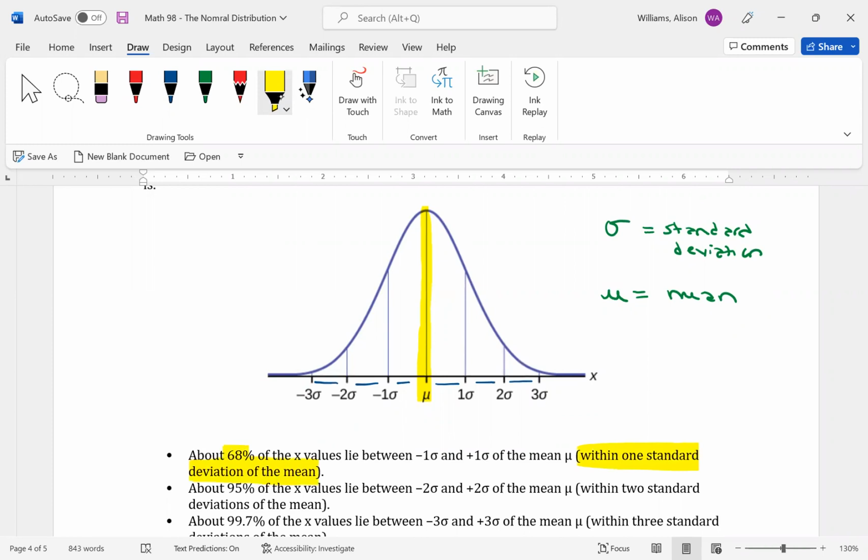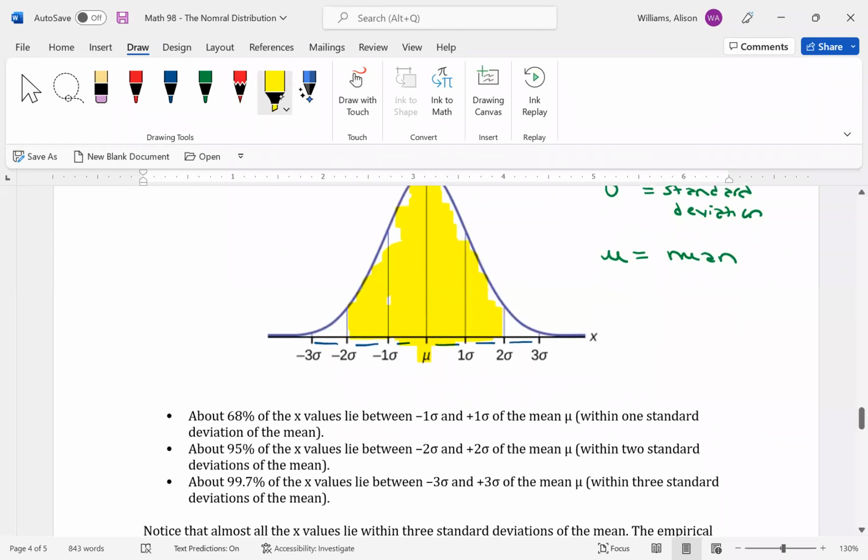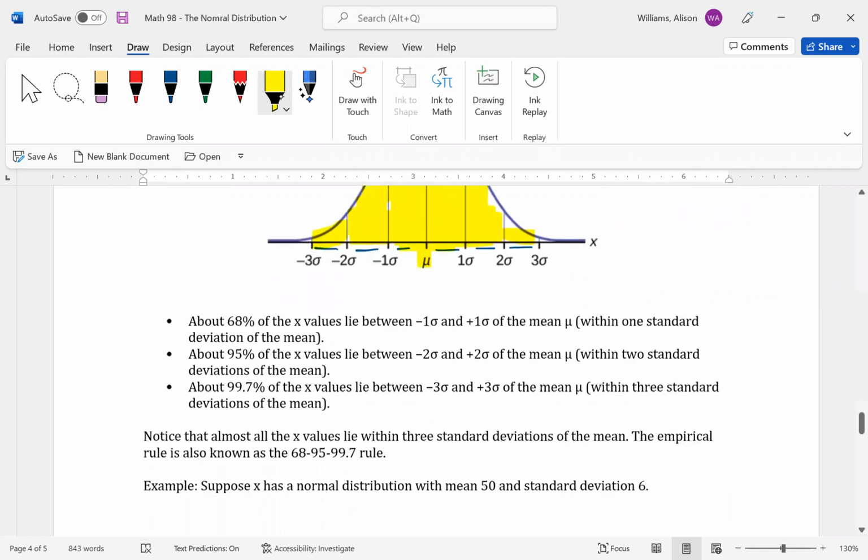68%. So that means this represents 68% of the data. Then 2 standard deviations is 95%. So you go a little bit further out, that's 95%. 3 standard deviations is 99.7%. So all the way out here represents 99.7% of the data.